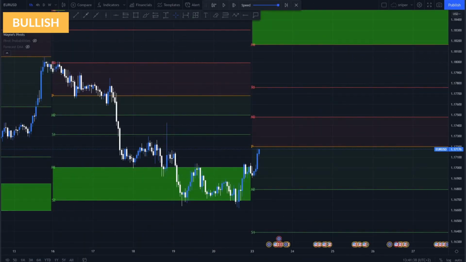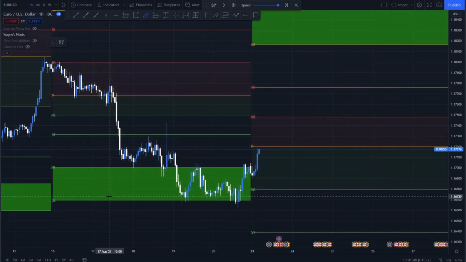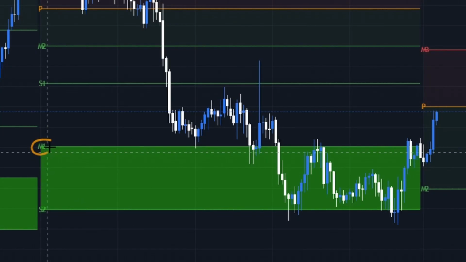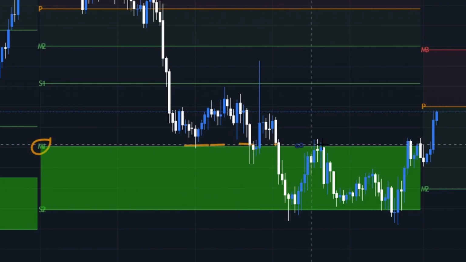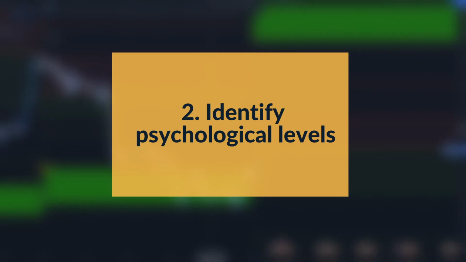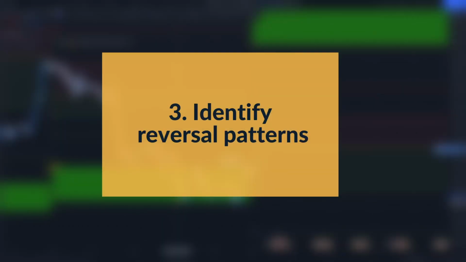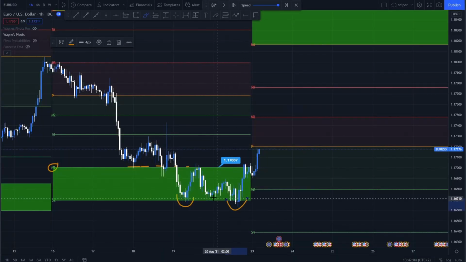Let's go through this bullish setup. First of all, we're going to go through it as swing traders, then as day traders. For both of them, we need to identify that sellers have taken profit. That we can do by identifying that the pivot level M1 has been hit. The next thing is we need to find at what level. I want it to be at a psychological level like 1700. Fantastic. For technical analysis, I want to look for double bottoms. This is a triple bottom.